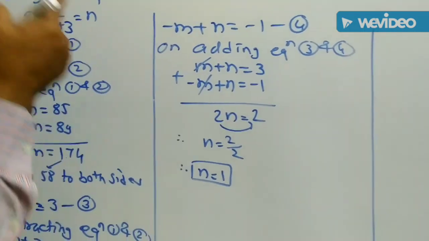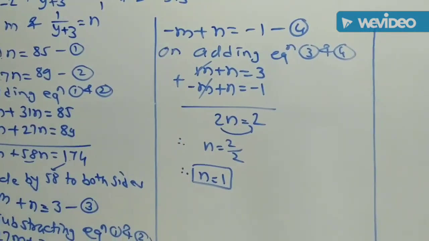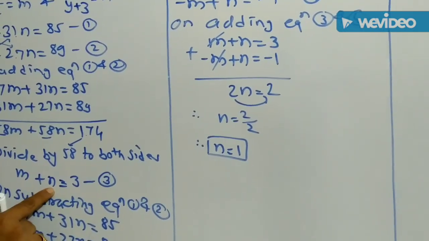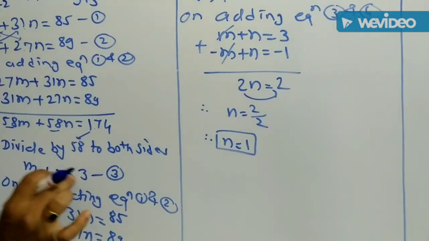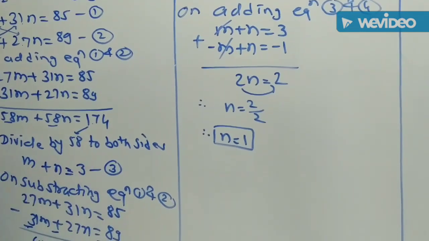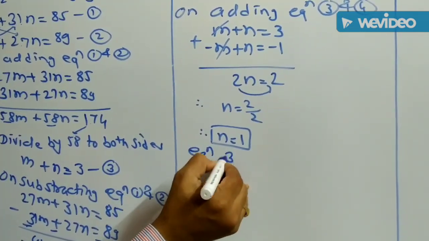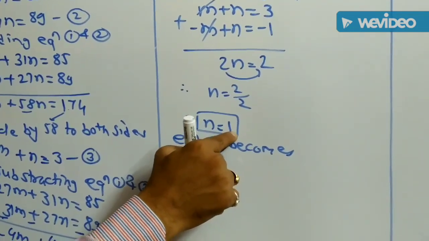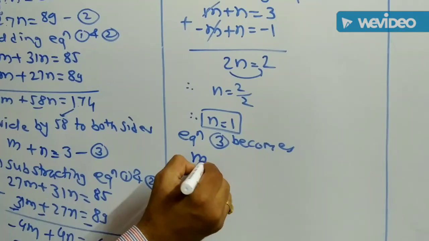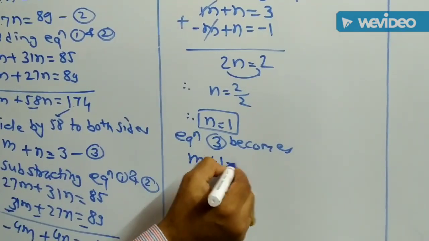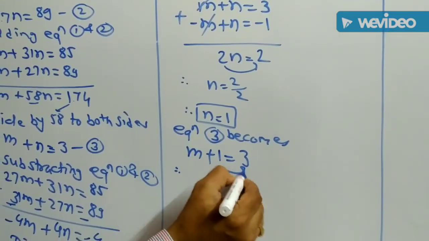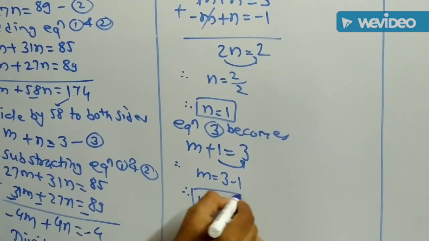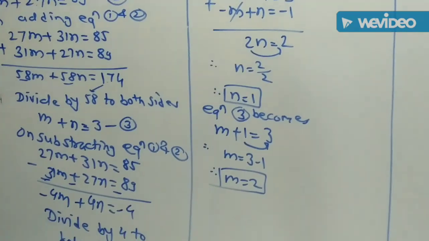Now putting this value in any equation out of 3 and 4, I put it in equation 3 because the coefficients are smaller and all the signs are positive. Now equation 3 becomes, or we can write, substituting the value of n in equation 3: m plus n, that is 1, is equal to 3. Now plus 1 gets converted to minus, m is equal to 3 minus 1, that is 2.